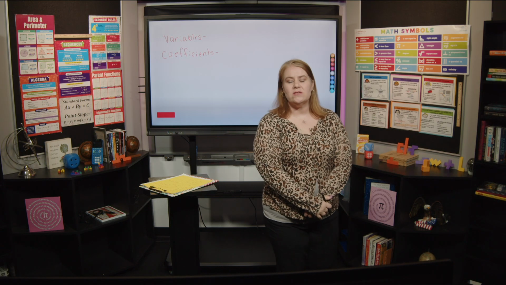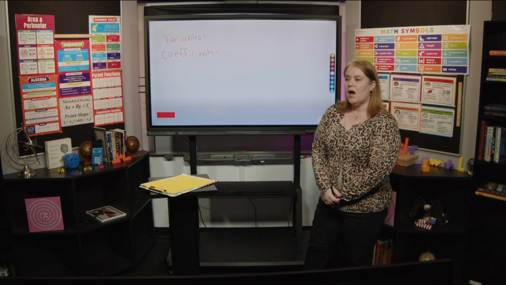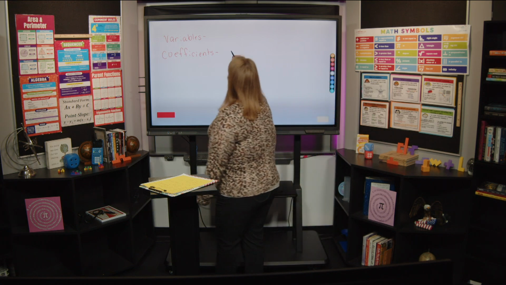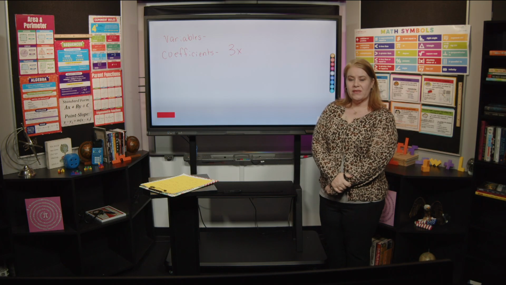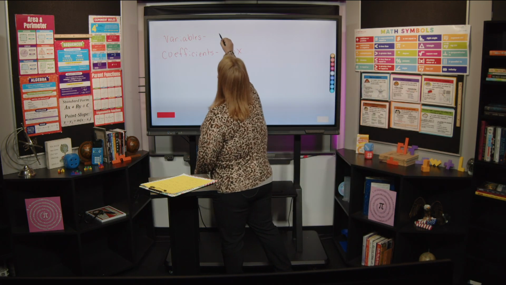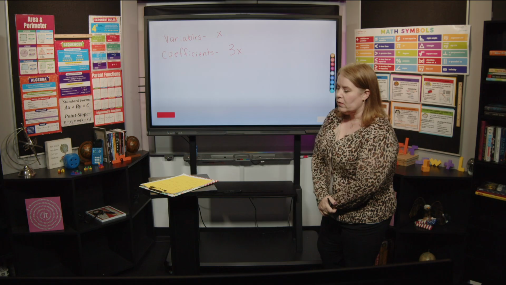The next one I want to look at is coefficients. Now, our coefficients are those values that stand in front of those values that are unknown. It may look like this: 3x. My 3 is my coefficient. For my variable, we would say that my x is my variable. It's the unknown that we may have to look for.